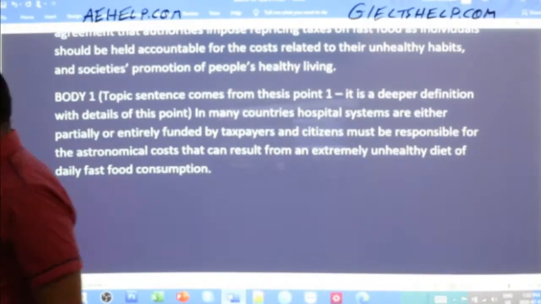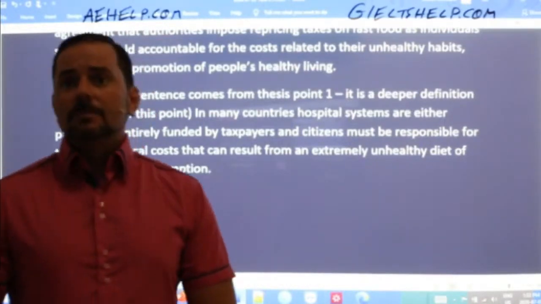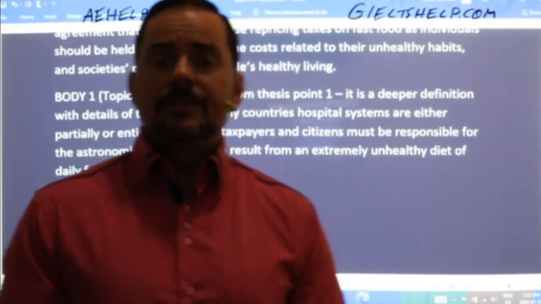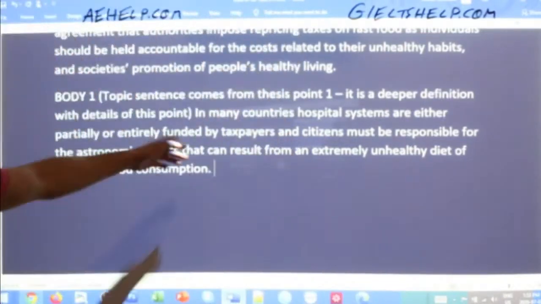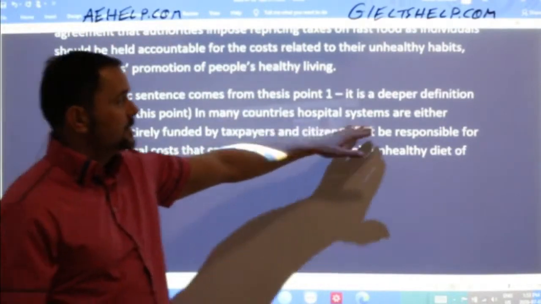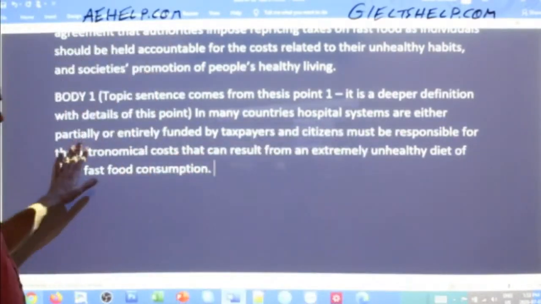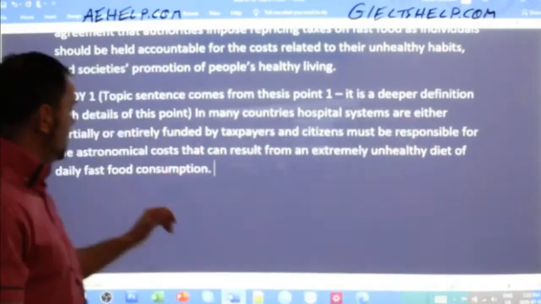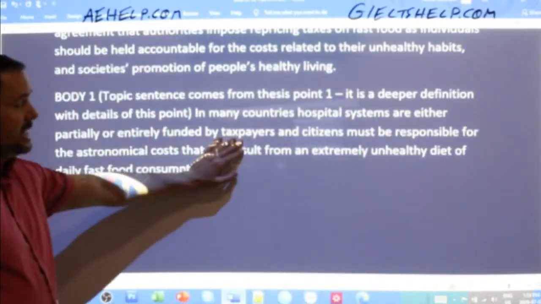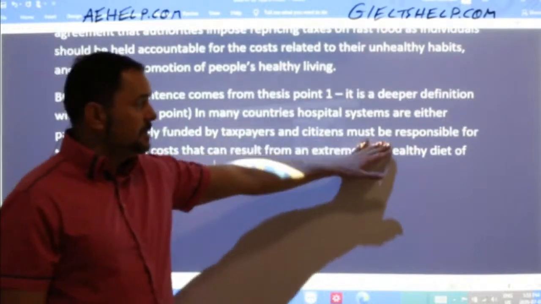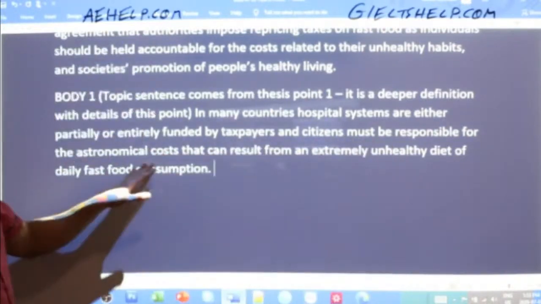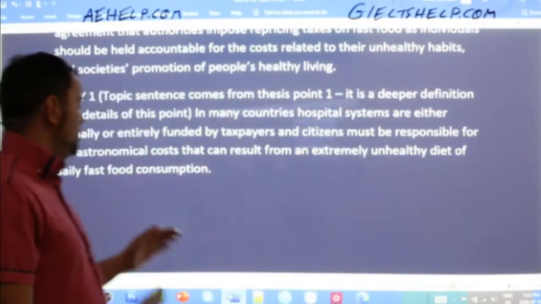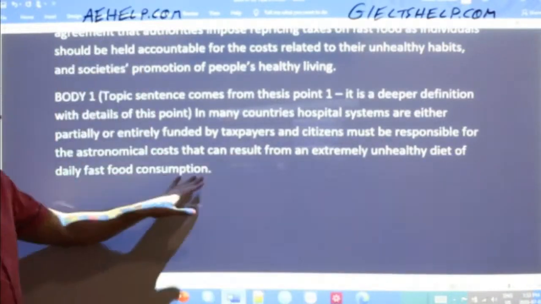Okay, so yeah, definitely taking a little bit of Bekjan, taking a little bit of Rajveer here, and creating that topic sentence, right? So in many countries, hospital systems are either partially or entirely, notice that use of that correlative conjunction there, funded by taxpayers, and citizens must be responsible for the astronomical costs that can result from an extremely unhealthy diet of daily fast food consumption.